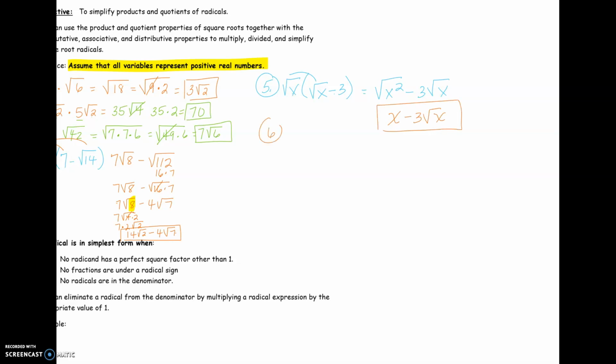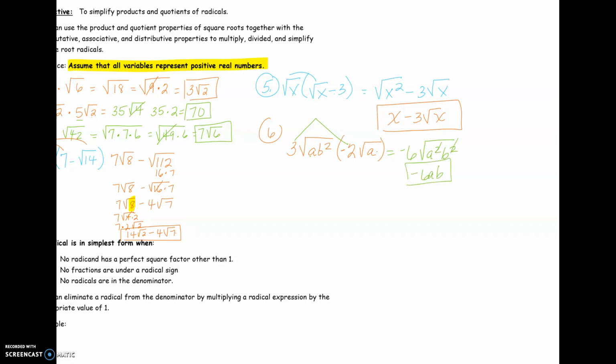So you're done. Number 6, 3 times the square root of a b squared times negative 2 times the square root of a. All right. So this tells us we have a 3 and a negative 2. We can multiply those and get negative 6. In the radical, they're both square roots, so I have the square root of a, b squared times the square root of a. That's going to give me the square root of a squared, b squared. Both of these are perfect squares, so this becomes negative 6ab.